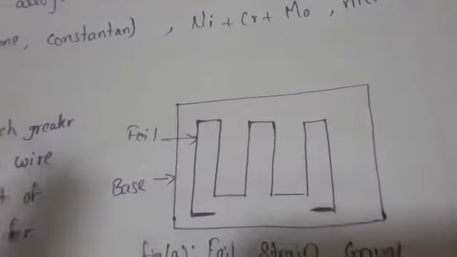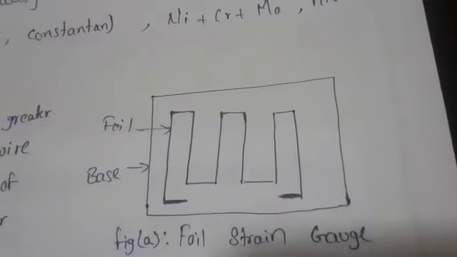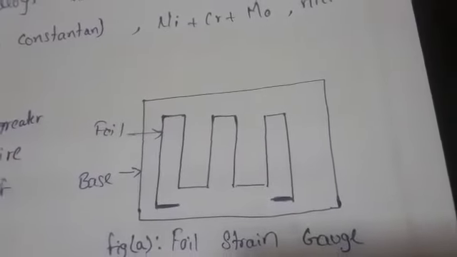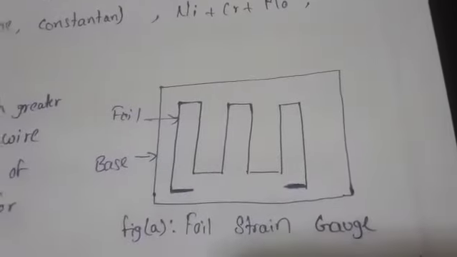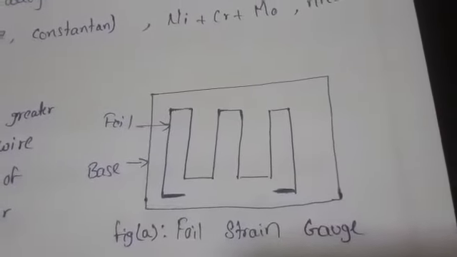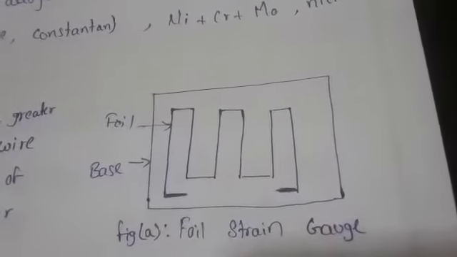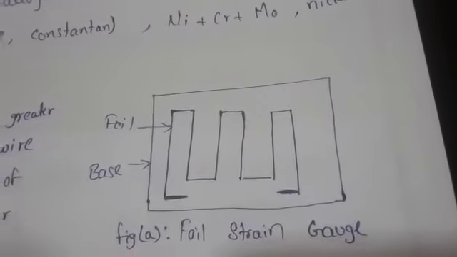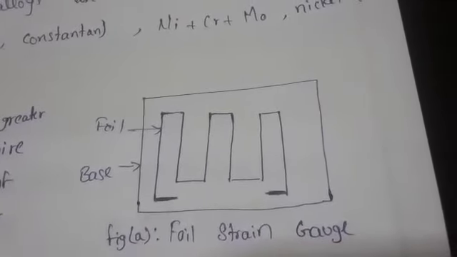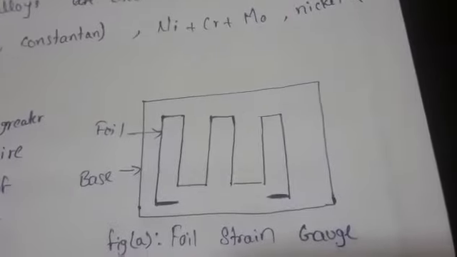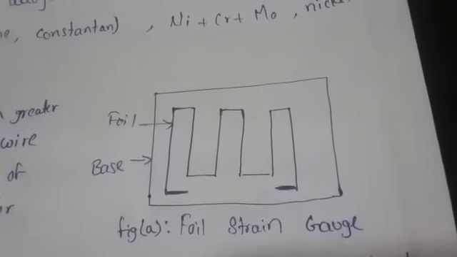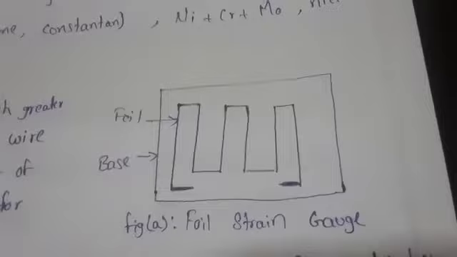Foil strain gauges have the same characteristics as wire strain gauges, and the gauge factors are typically the same for both foil strain gauges and wire strain gauges.